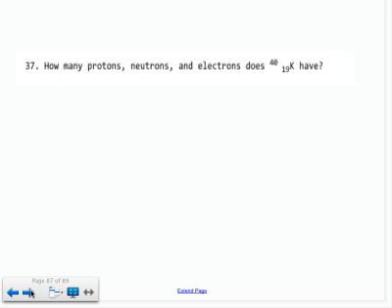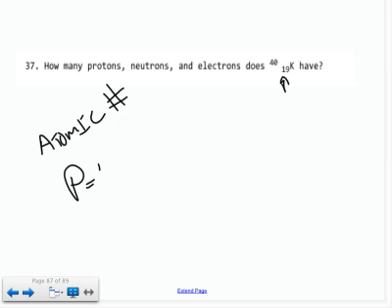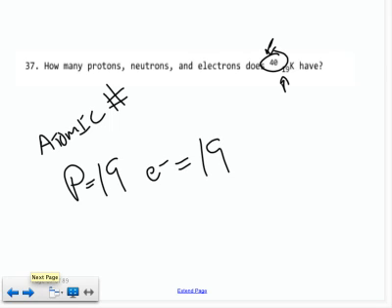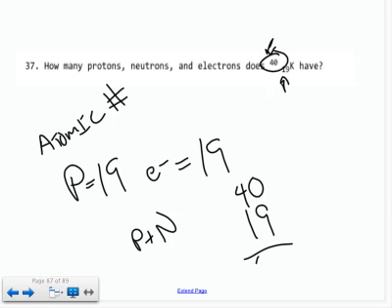How many protons, neutrons, and electrons does potassium-40 have? Well, the 19 at the bottom, that's the atomic number, which is equal to the number of protons and the number of electrons. The number on top, the 40, is the mass number, and that's the protons plus the neutrons. So then you can do 40 minus 19 to find out that the number of neutrons is 21.